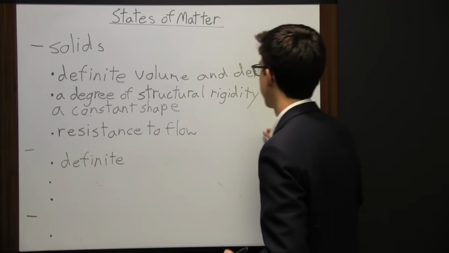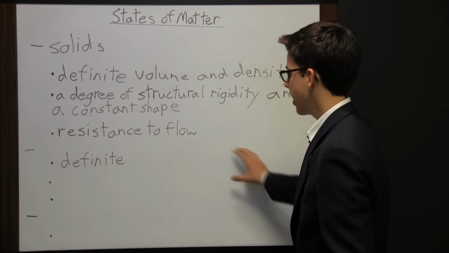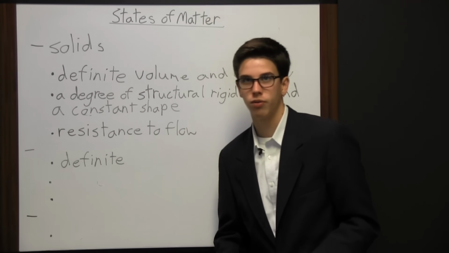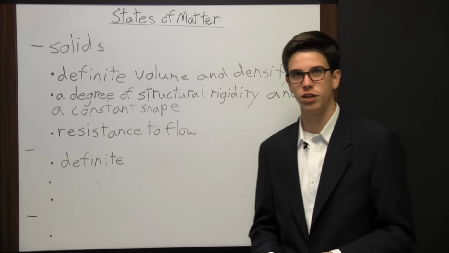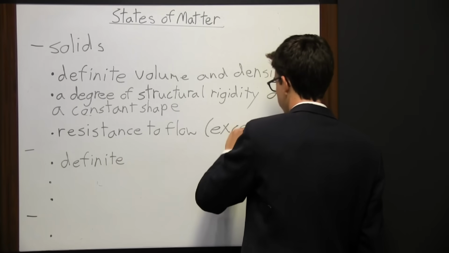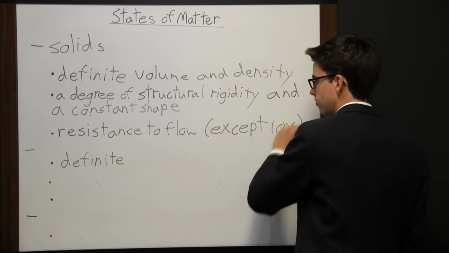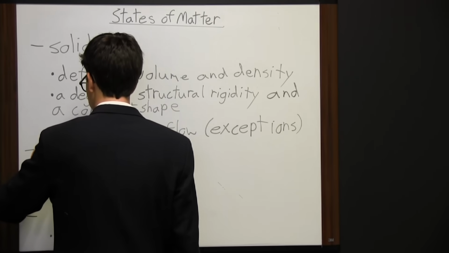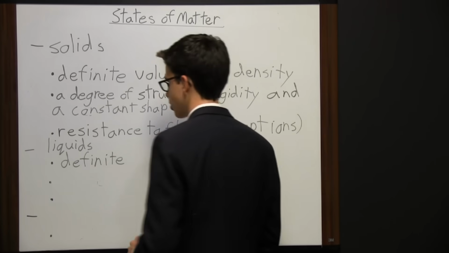So notice that this whiteboard has structural rigidity and a constant shape, so the shape isn't changing. It also has a resistance to flow. Now, some solids, such as modeling clay, can flow and undergo deformation under pressure. So I'm just going to write here, there are exceptions, but for the most part, solids have a resistance to flow.